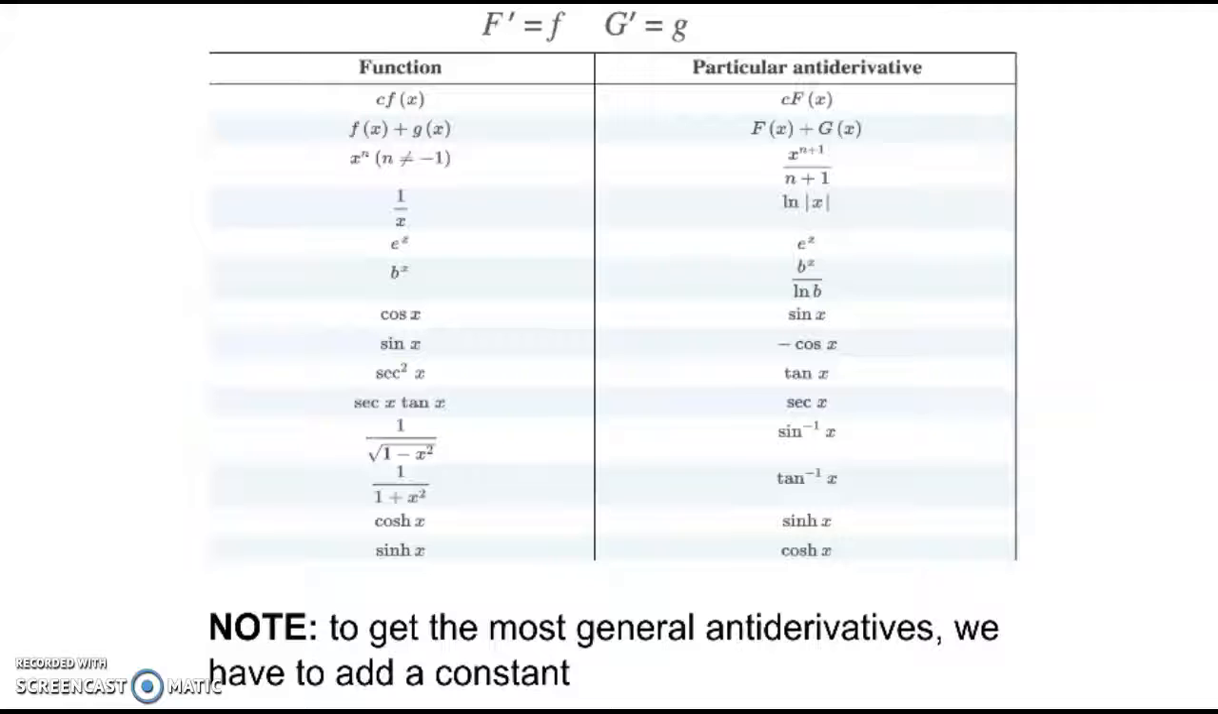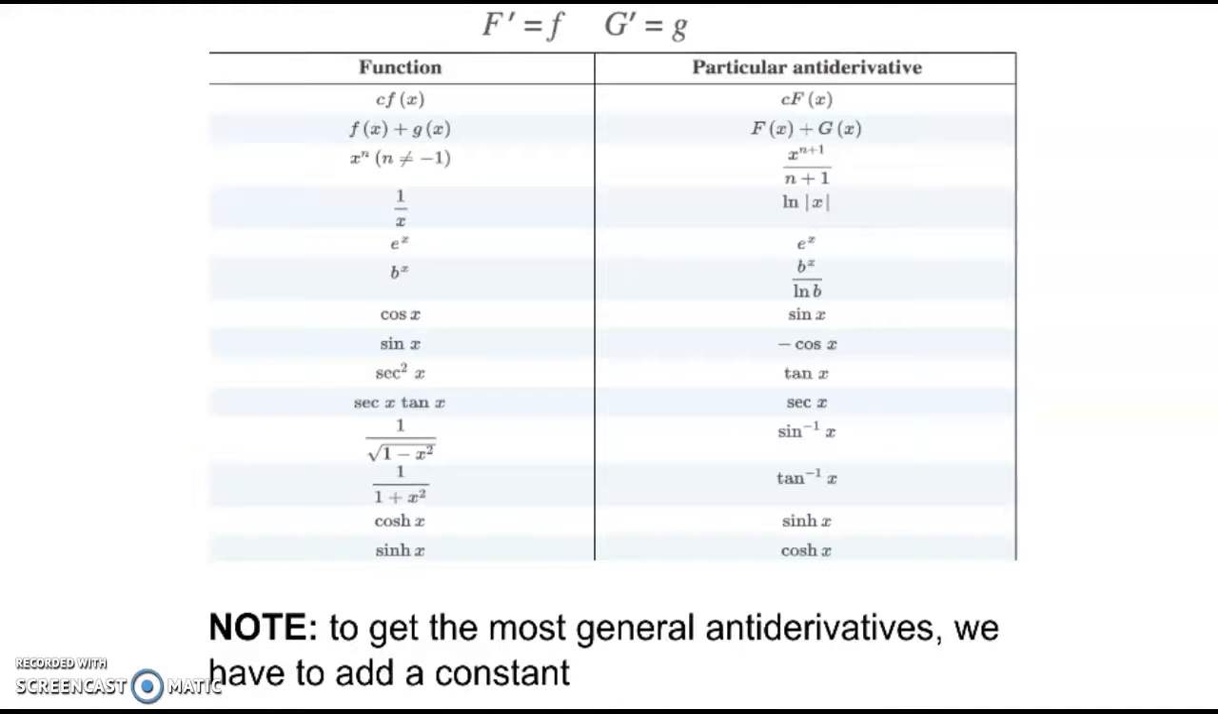The following is a table that includes the function and antiderivative of that function. In the book, they use the notation F' equals f and G' equals g. We should note that to get the most general antiderivative from ones like in this table, we have to add a constant like we did in example 1. So for example, e to the x plus c would be the particular antiderivative of the function e to the x.